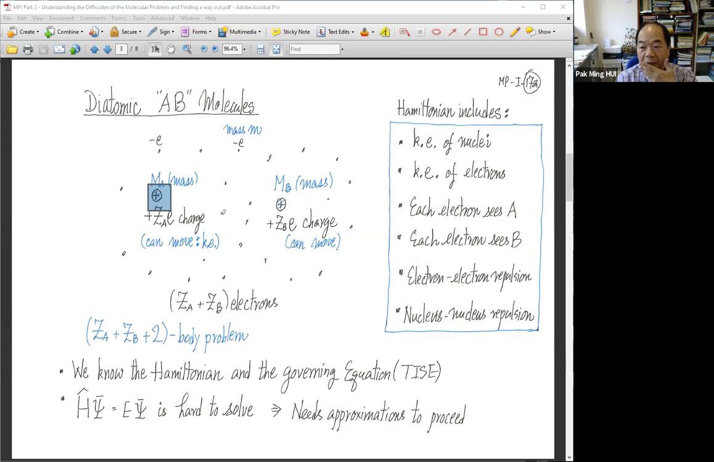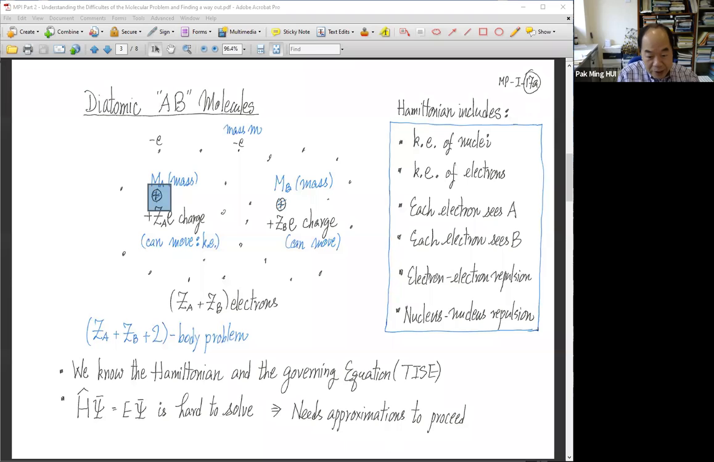Okay. Therefore, we can start writing down things, right? For example, the kinetic energy of nuclei is easy. It's the momentum of A squared over 2mA. So that is the kinetic energy term for nucleus A, right? Something like that.